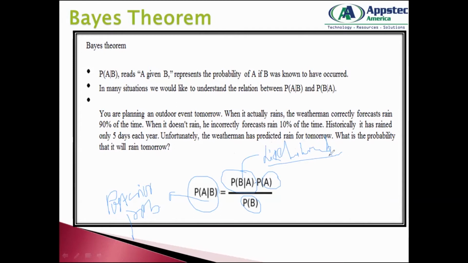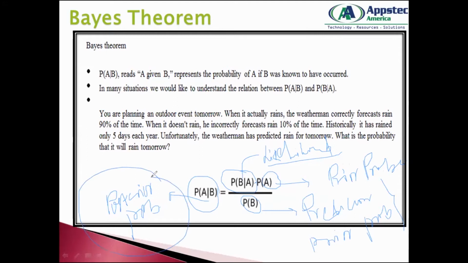This probability P of A, we call the prior probability, and this probability P of B, we call the predictor prior probability. Generally, P of A given B, which is my posterior probability, is actually my target class in any sort of Naive Bayes algorithm.